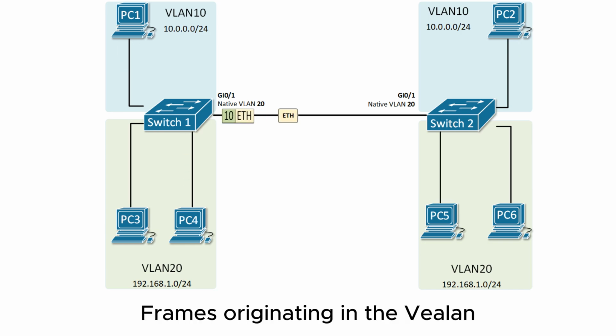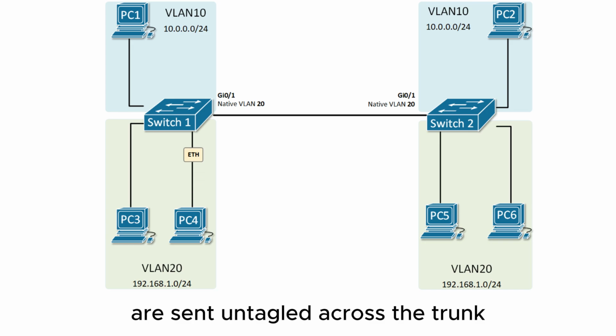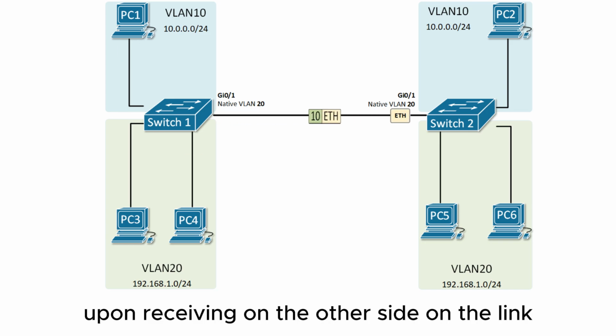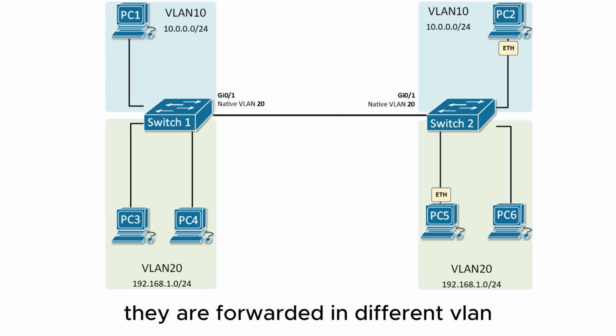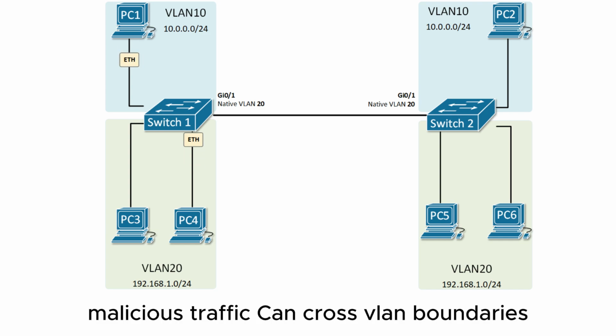Frames originating in the VLAN configured as native are sent untagged across the trunk. Upon receiving on the other side of the link, they are forwarded in a different VLAN because trunk settings don't match on both sides. VLAN hopping. Malicious traffic can cross VLAN boundaries.